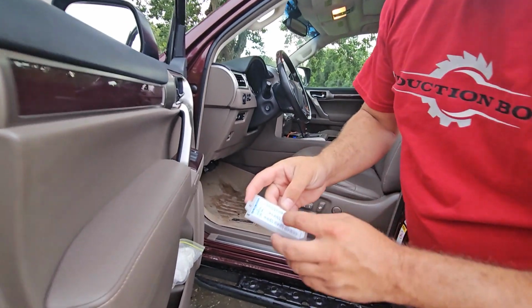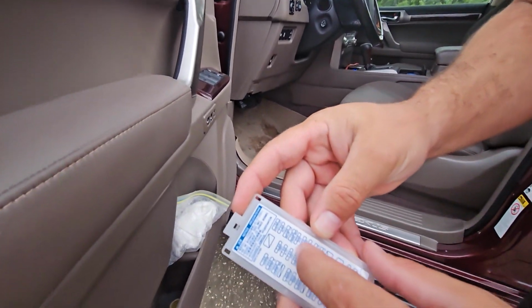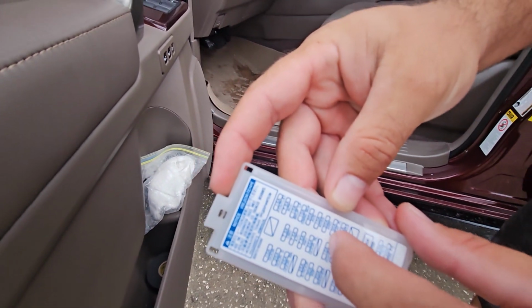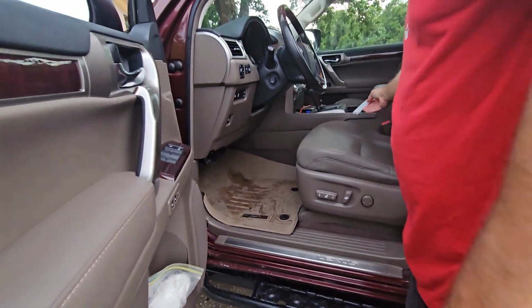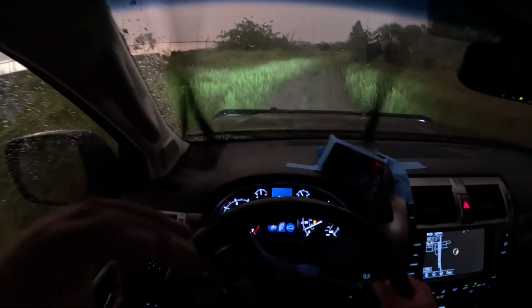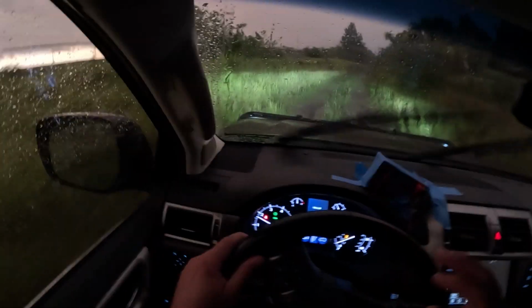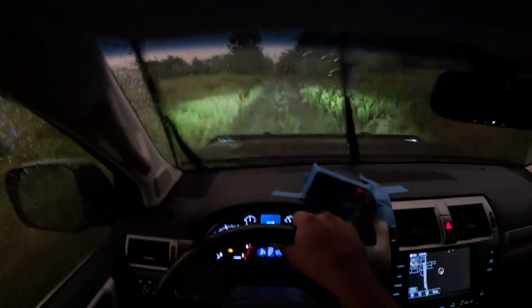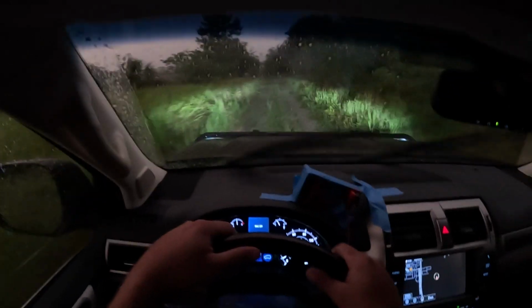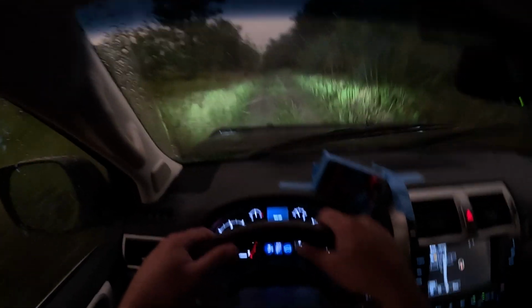KDSS fuse is right here. It's the 10 amp between the two 20 amps with a 30 beneath it. So it should go 25, 30, 20, 10. You want to pull that 10. Right now I've got the KDSS system disabled with my, you know, 5 minute fuse hack, which by the way costs less than $10. I'll put a link for the parts you need to do this mod in the description below.